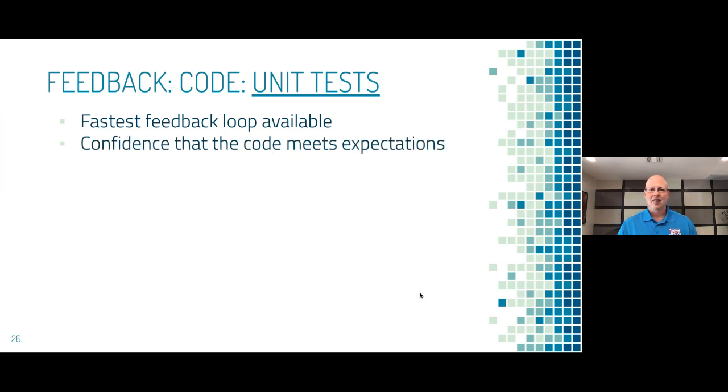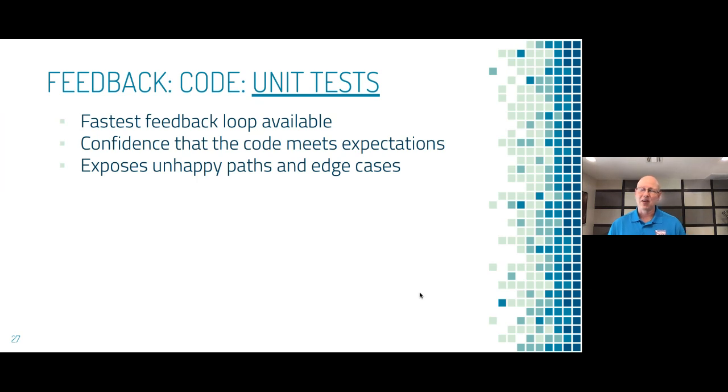With your tests, it gives you the confidence that your code meets the expectations. So you have that feedback loop that you are solving the problem that you are supposed to solve. It exposes the unhappy paths and the edge cases. On your test, you can explicitly define what happens if things go wrong, and whether your code responds well to that. Hopefully these unhappy paths don't happen in actual production, but in your test, you can prove out what would happen and that your code is responding.